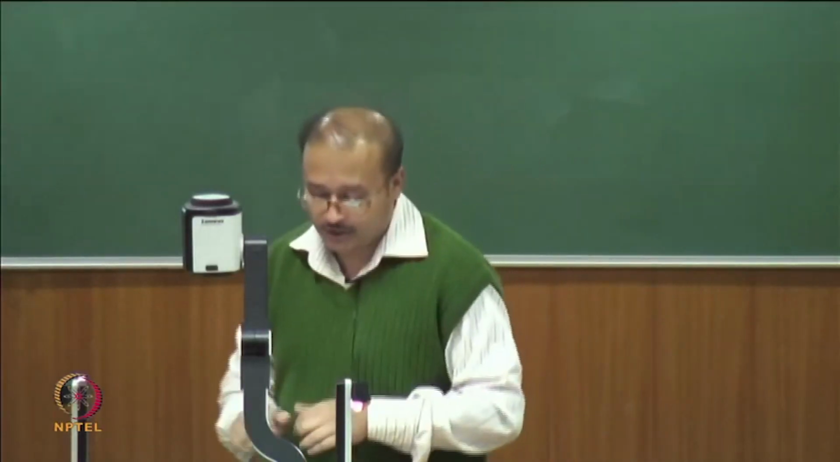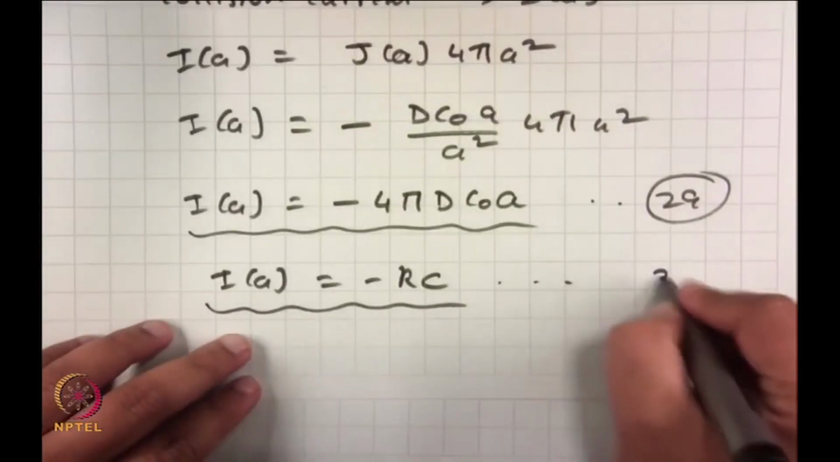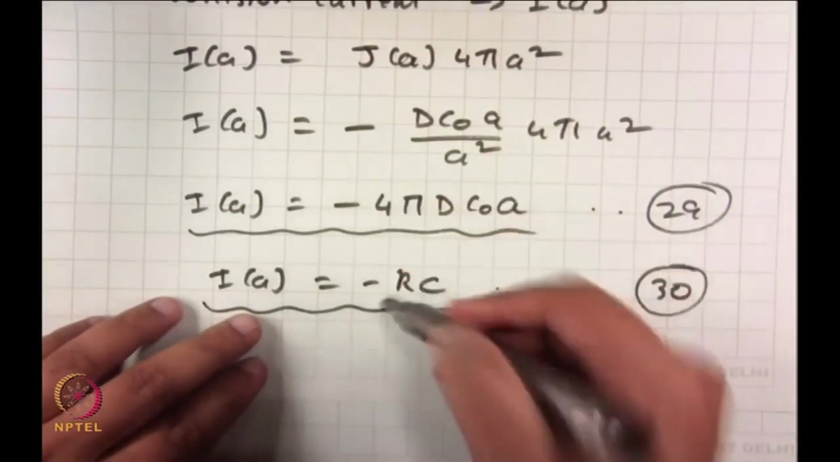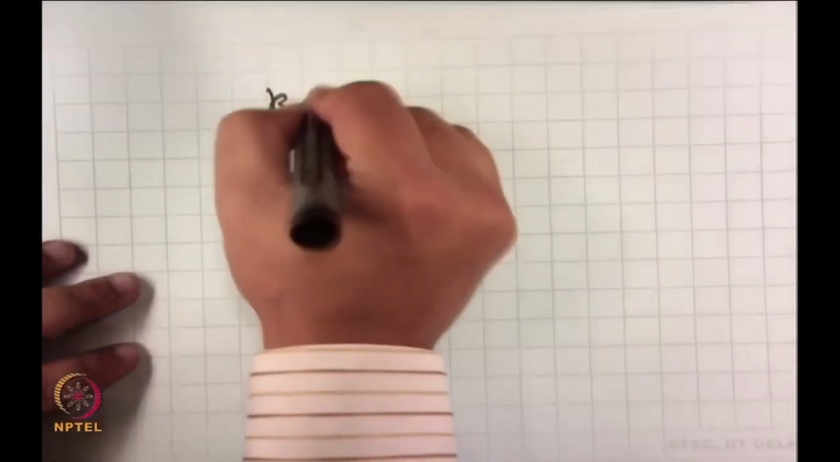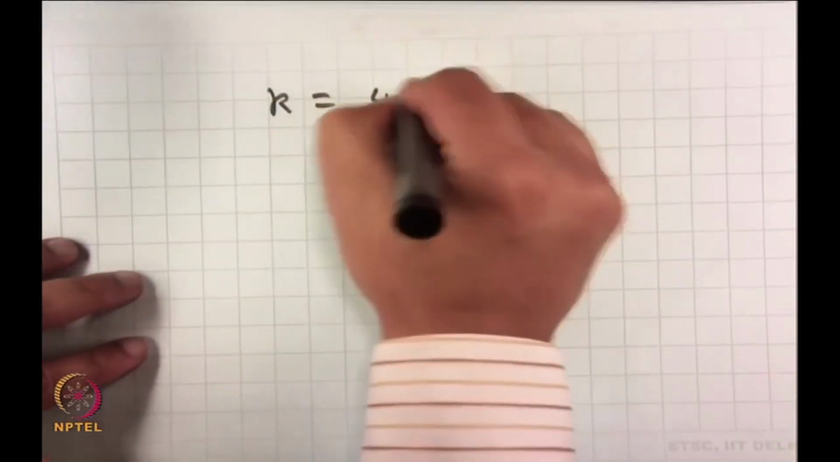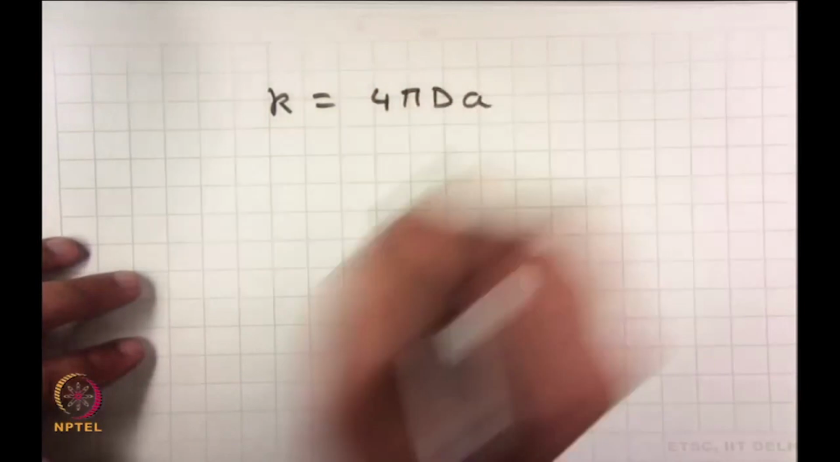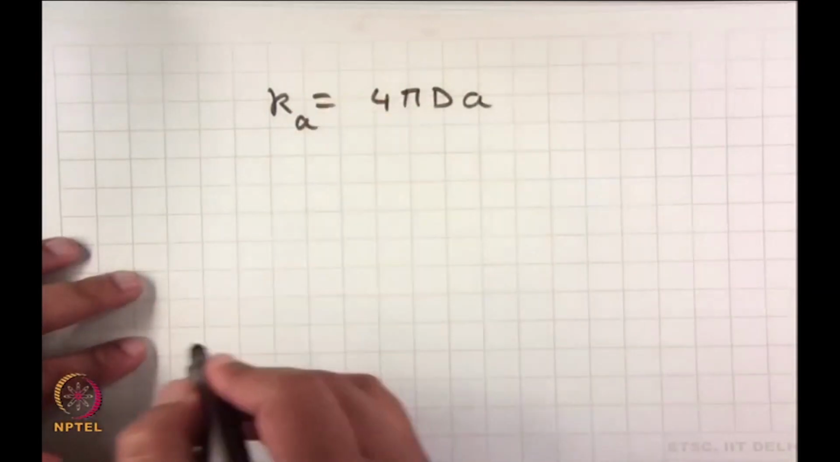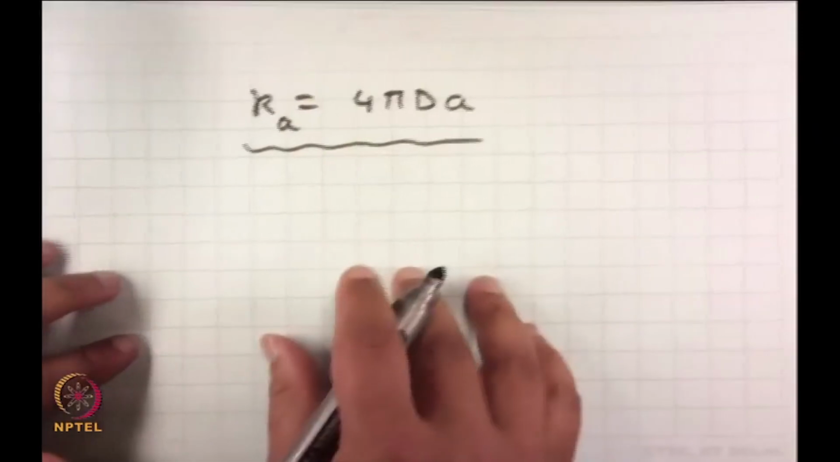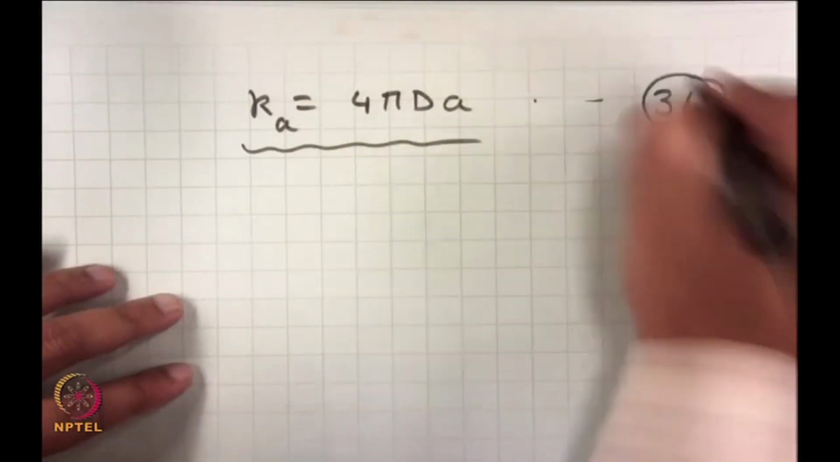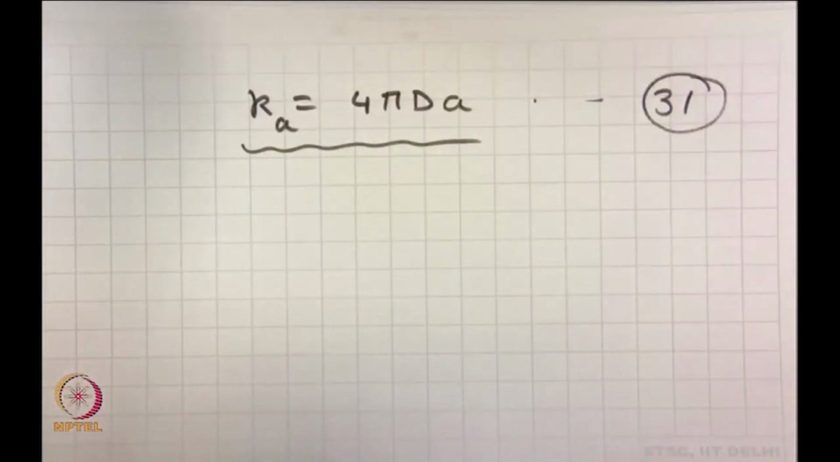Yeah, simple. So, if this is 30 and you compare these two, what do you get? I define something which is k is equal to 4 pi D A, and I name it as Ka, and this I say is 31. This is the rate constant. Can someone tell me what is the significance of this rate constant?